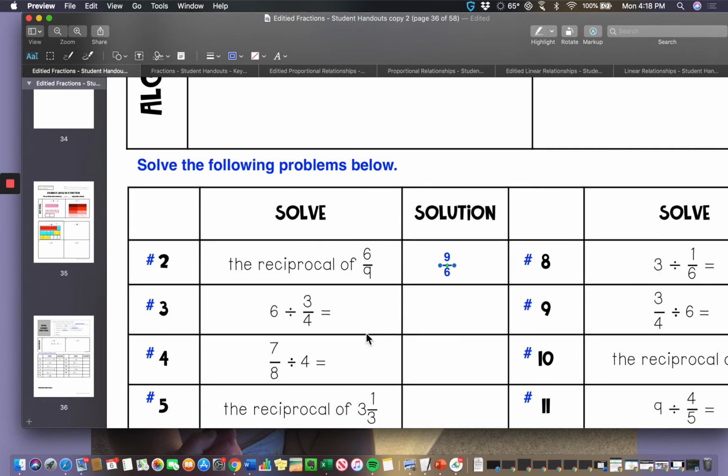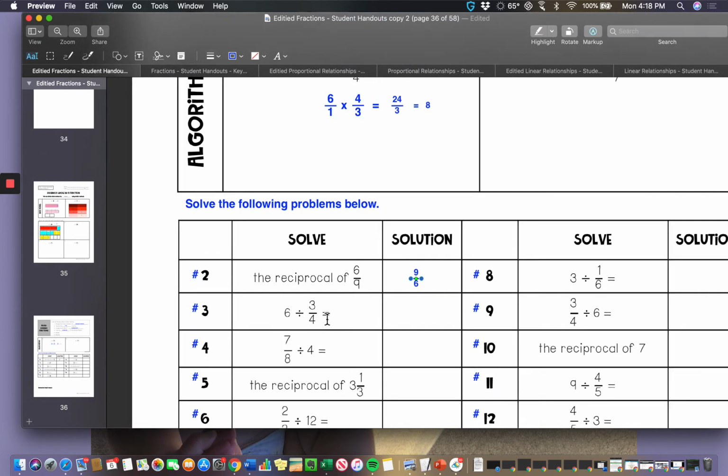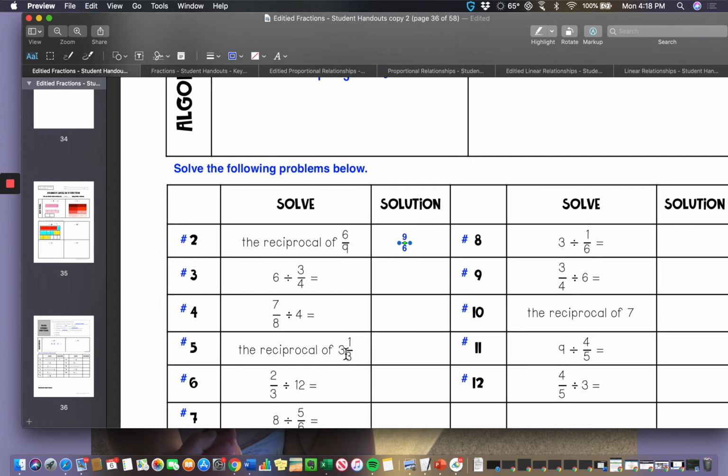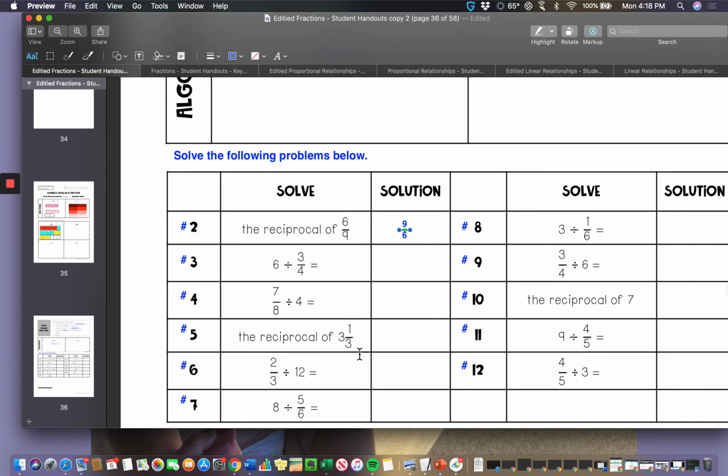And you can use any method that you would like. If you wanted to keep, change, flip here, you could. And if you got to do a mixed number like this one, you got to change it to an improper fraction. So you could have 3 times 3 plus 1 is 10, right? So you'd have 10 over 3 here.